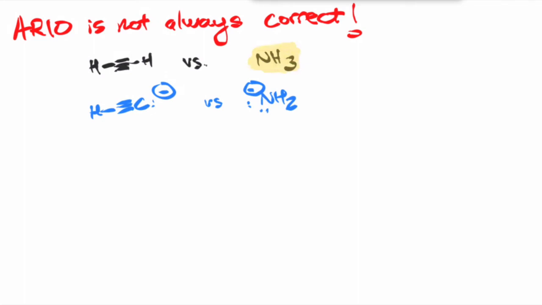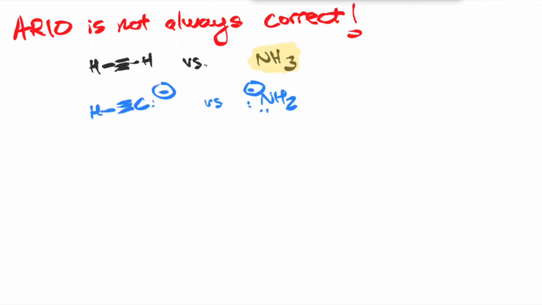And as it turns out, this is not true because as we remembered, the pKa of an amine is around 40, whereas the pKa of an alkyne is around 25. So alkynes are much more acidic. All right, so again, ARIO does not work all the time, but it generally will be useful for us. But know that it is not perfect. So that rounds up our discussion on ARIO and using ARIO to predict acidity.